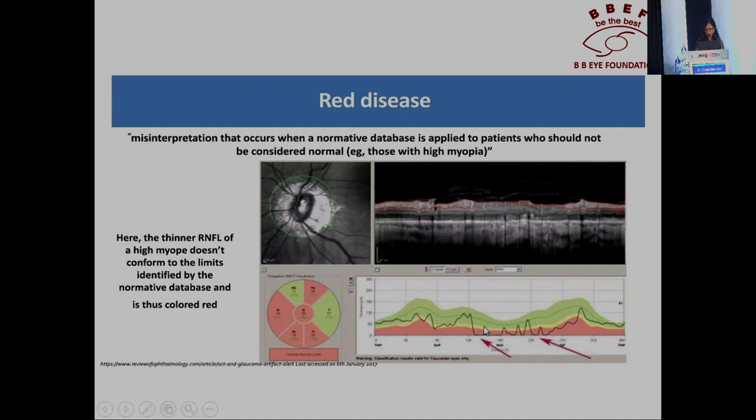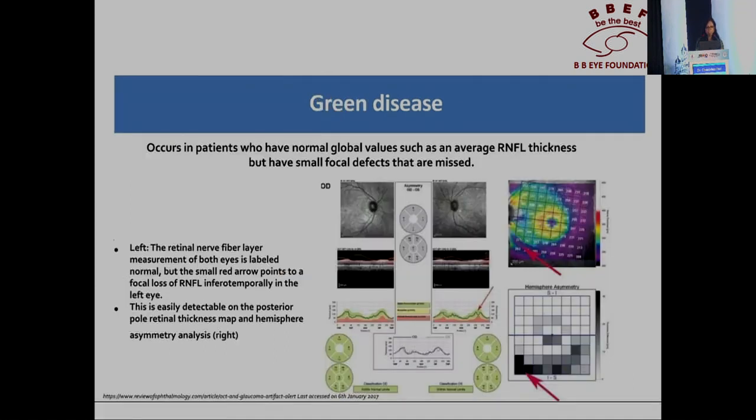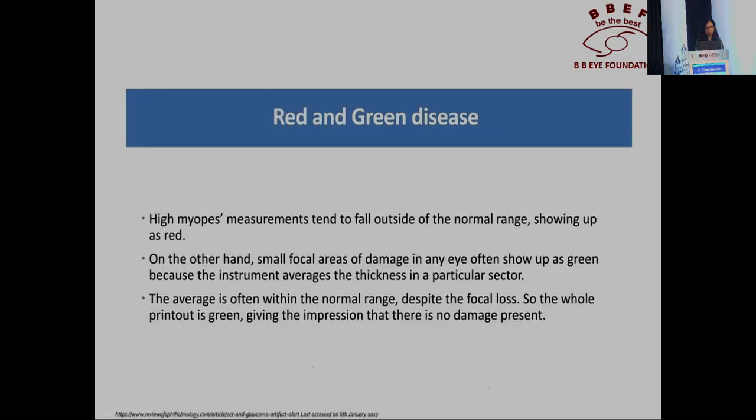So you need to be careful of that. That's the red disease. And the green disease is there are certain focal losses which the OCT cannot predict because the OCT takes the average calculation of the thickness map. So these can confuse you, and you can have a totally green OCT where the patient does have focal losses which are not picked up.